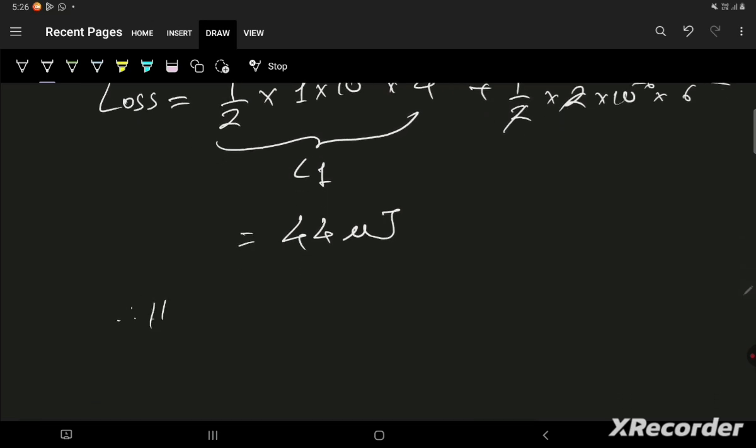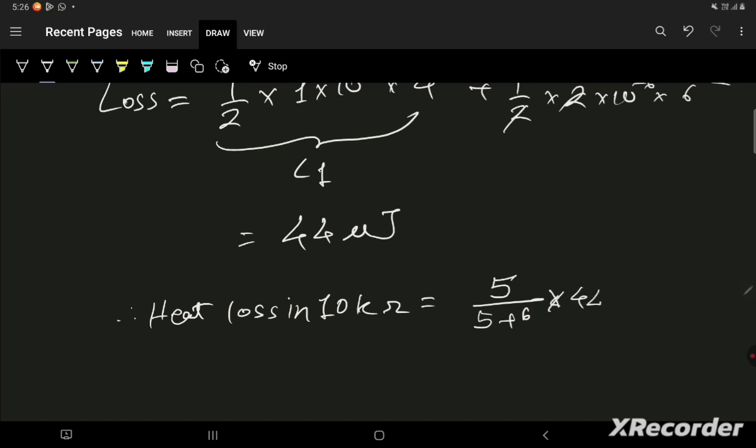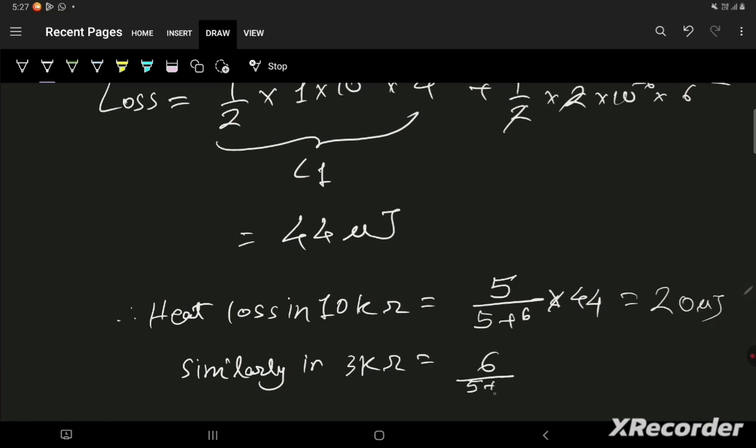Although heat loss in 10 kilo ohms would be 5 divided by 5 plus 6 into 44, which will be equal to 20 microjoules. Similarly, in the other one, which is 3 kilo ohms, it will be 6 by 5 plus 6 into 44, that is equal to 24 microjoules, and hence we get our required answers.